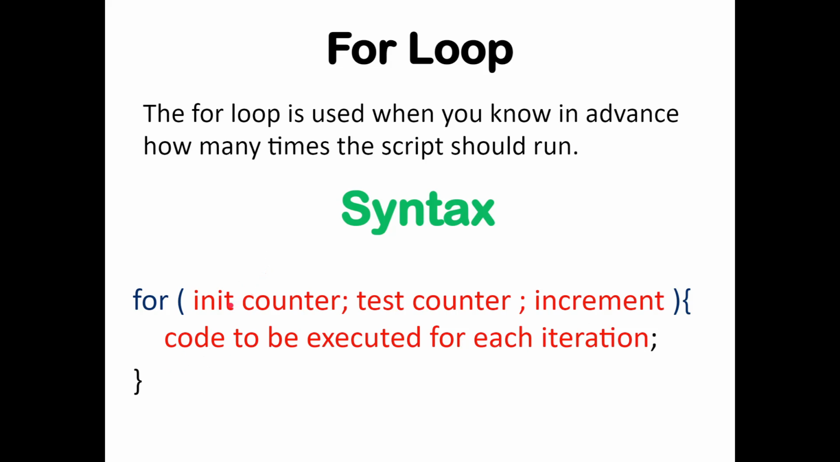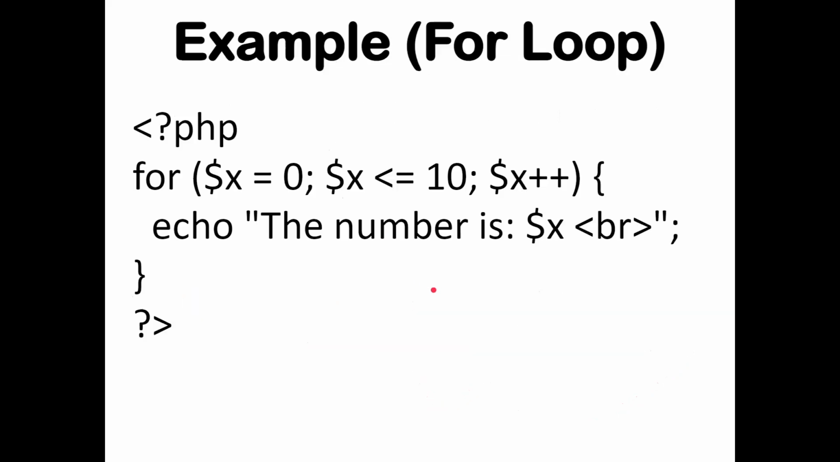First we will initialize the counter from where it has to start. Here we will give the condition, and here we give the increment value. And this part of code, inside this and this, will execute till this condition is true. Okay, let's see its example.